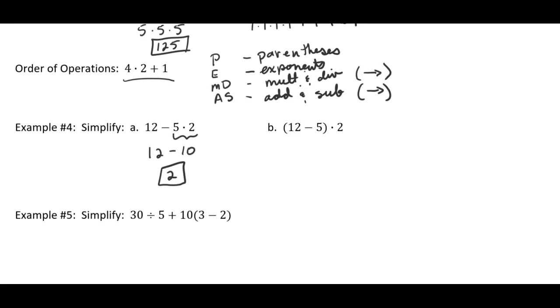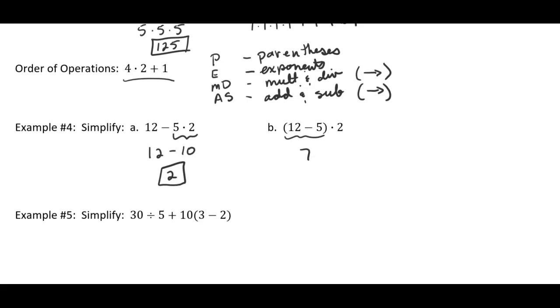and you're replacing one piece as you go along. Okay, in part B, we do have a grouping symbol. That means we're going to do the parentheses first. And I'm just underlining it so you can see what I'm doing, but you don't have to underline it when you're working. 12 minus 5 is 7.